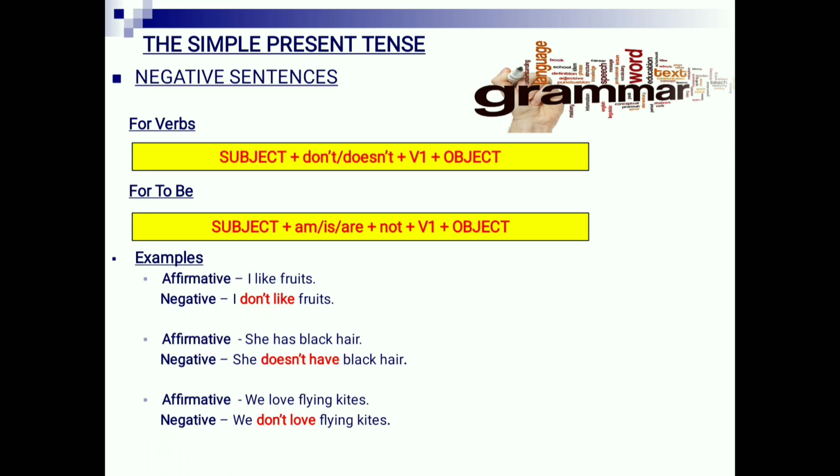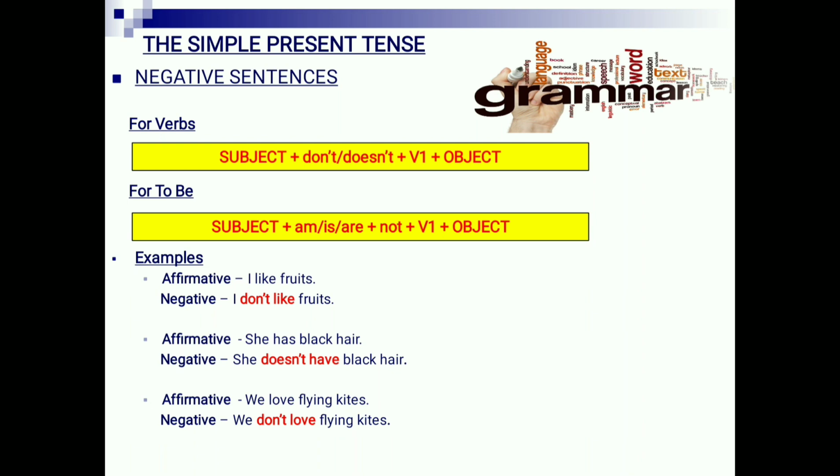Here we will start negative sentences and I will explain how you can make negative sentences. If affirmative sentences are given in the question or in an exam, how can you convert them into negative sentences without changing the tense? So the formula for negative sentence is subject plus don't or does not plus V1 plus object.